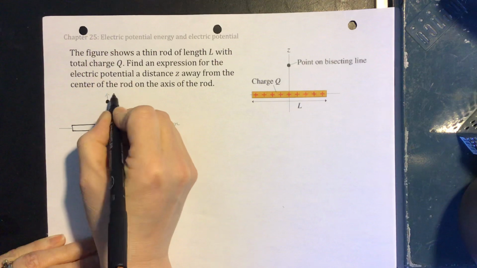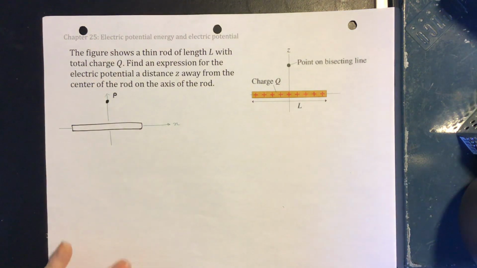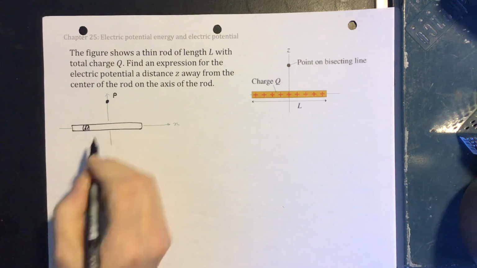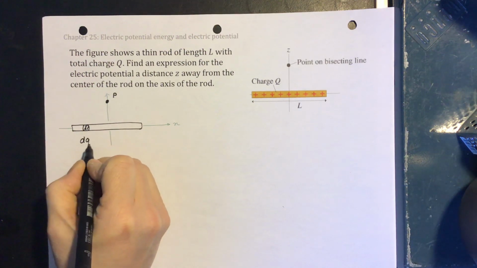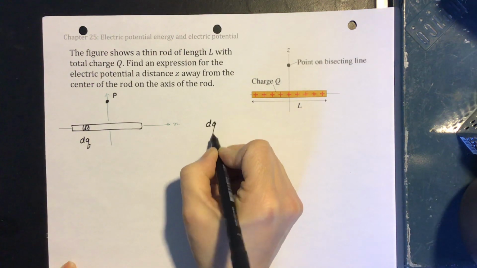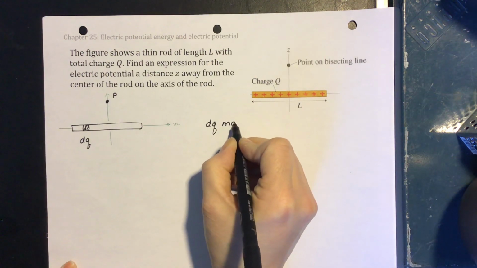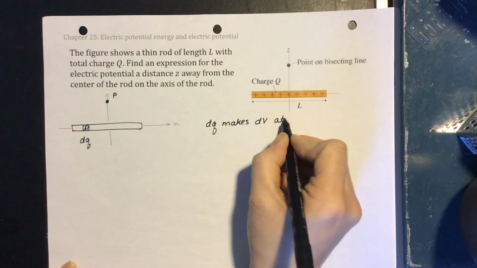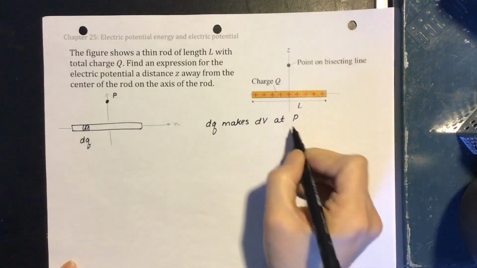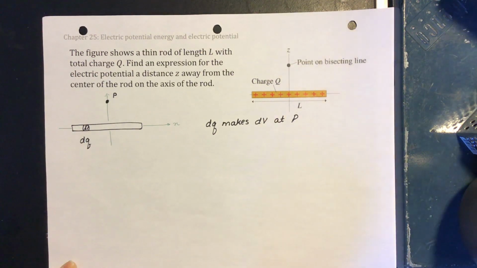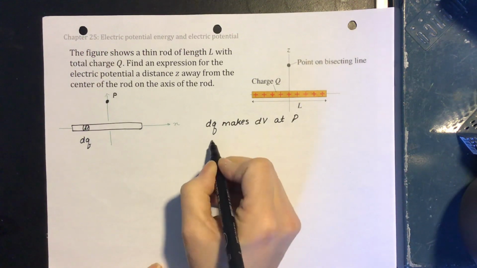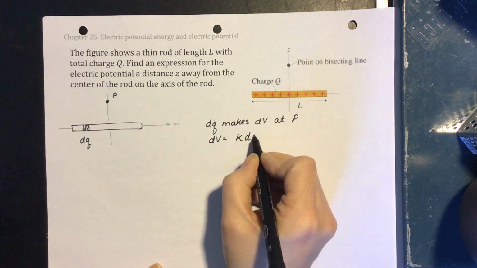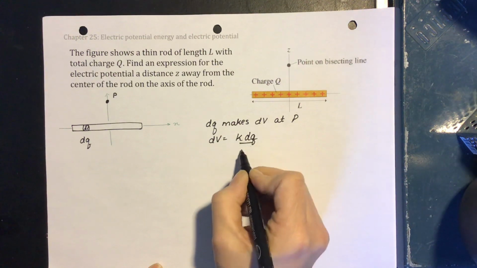To find our electric potential, we'll start by identifying some small amount of charge, dq. dq makes a small amount of potential, dV, at point P. Notice we don't draw that potential because it's not a vector. We can't draw it. It's a scalar quantity. And that little bit of potential is K, Coulomb's constant, times the amount of charge dq, divided by the distance between the charge and the point.